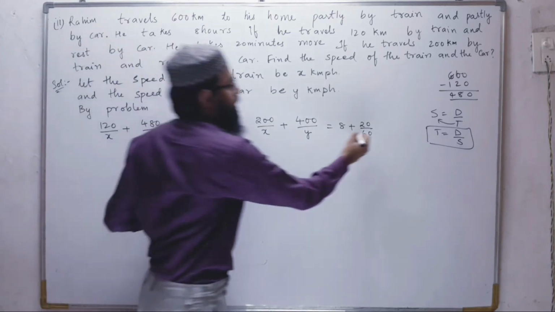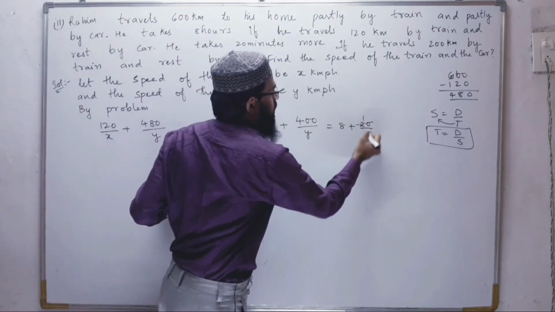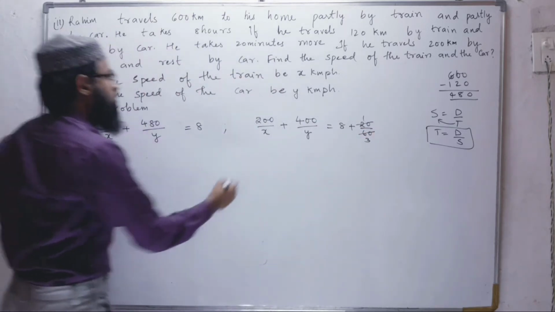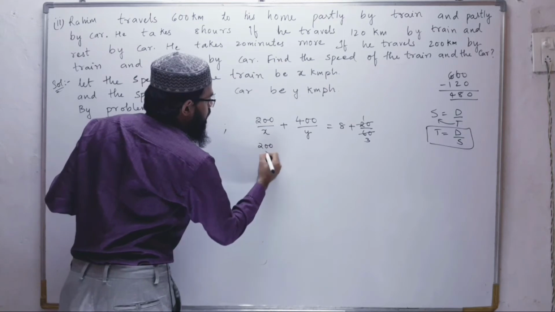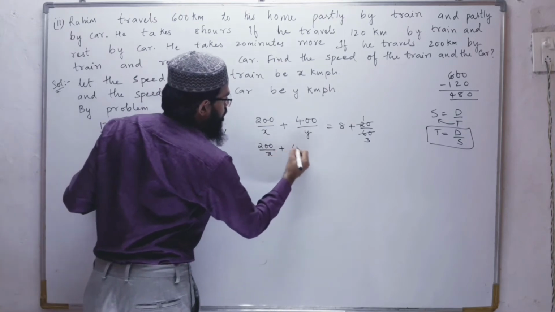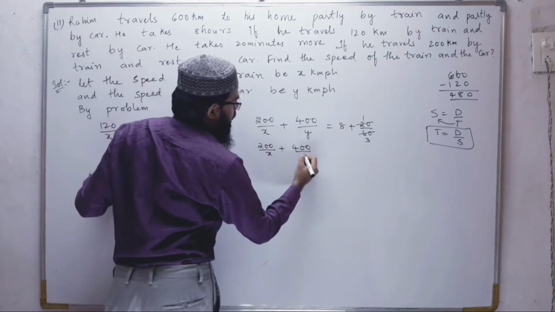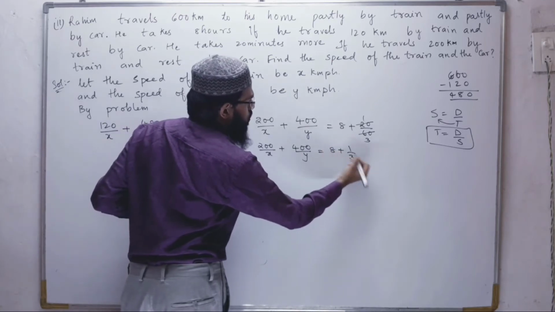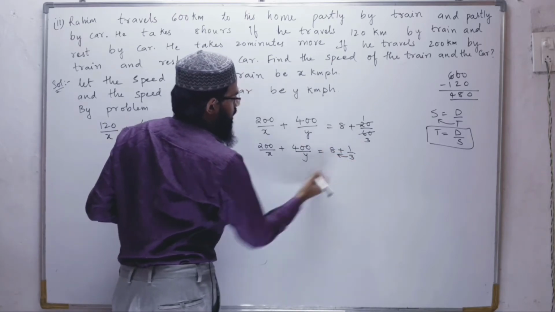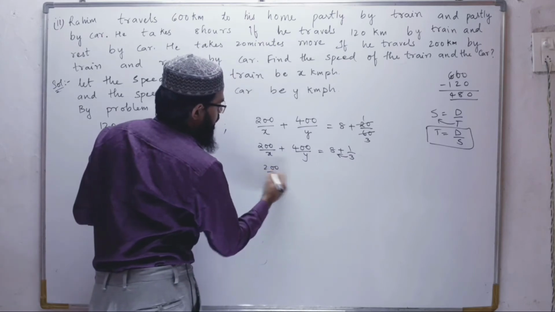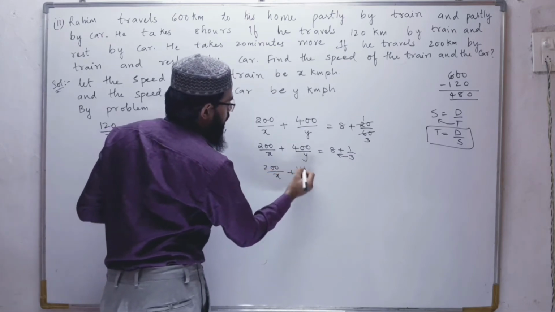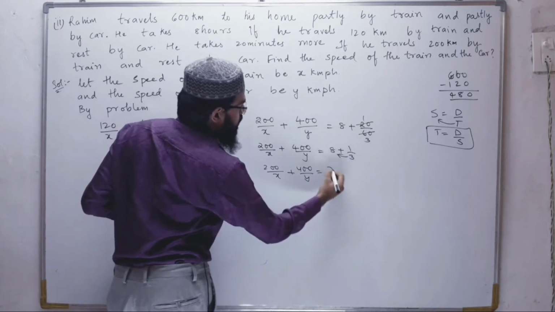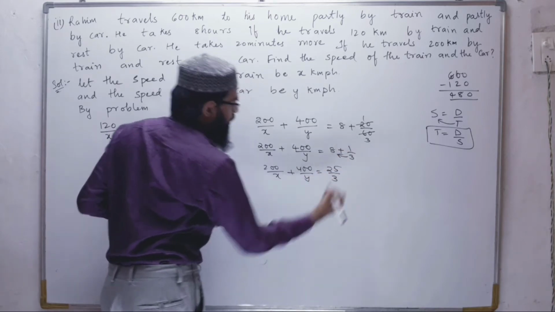Next we can cancel here. 20 ones are 20, 3 eights are 24. So 200 by x plus 400 by y is equal to 8 plus 1 by 3. 3 eights are 24, so 200 by x plus 400 by y is equal to 24 plus 1, 25 by 3.